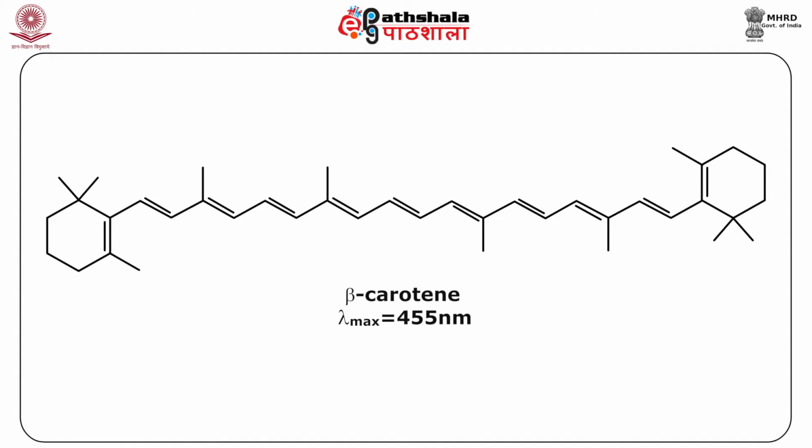Consider beta carotene, which is a precursor of vitamin A. This beta carotene has 11 conjugated double bonds, as can be seen in the figure, and its absorption maxima gets shifted from ultraviolet to blue region of the visible spectrum, giving it an orange color.